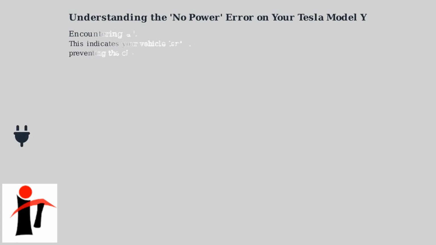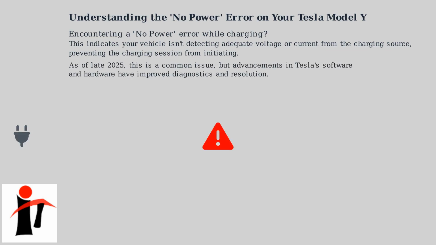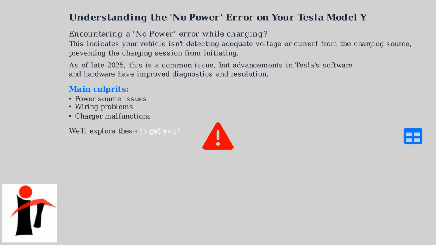Understanding the no power error on your Tesla Model Y. Encountering a no power error while charging your Tesla Model Y? This indicates that your vehicle isn't detecting adequate voltage or current from the charging source, preventing the charging session from initiating. As of late 2025, this is a common issue, but advancements in Tesla's software and hardware have improved diagnostics and resolution. We'll explore the main culprits: power source issues, wiring problems, and charger malfunctions to get you back on the road quickly.